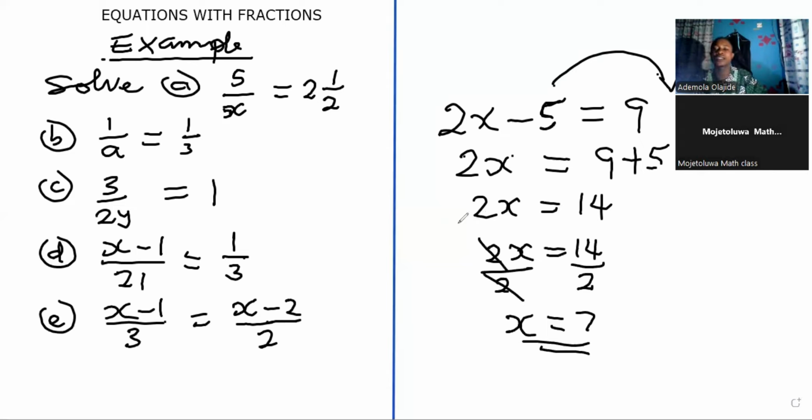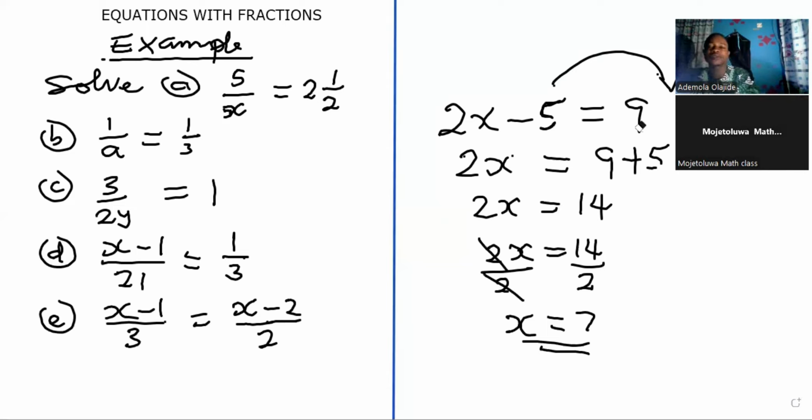And you can see that in this equation, if you want to test whether your answer is correct, come back here and say 2 times x. Since your x is obtained to be 7, 2 times 7 is 14. Take away 5 from 14, it will give you 9. That means the balance is correct.